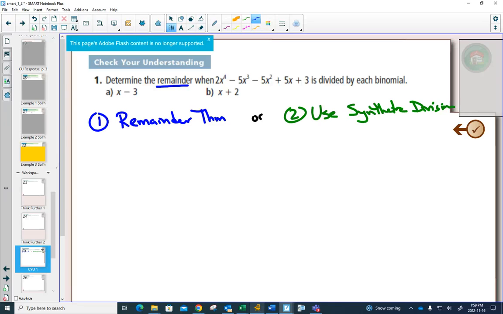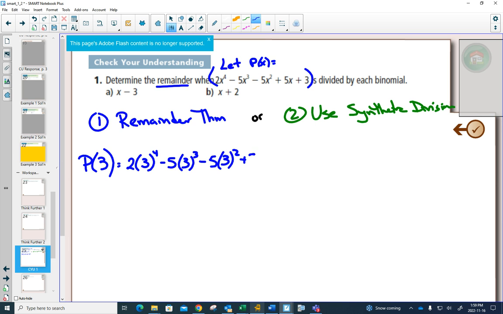The remainder theorem says, if I'm dividing by x minus 3, let p of x equal all of that. So the remainder theorem would say I should plug in 3 into p of x. If I plug in 3, I would get 2 times 3 to the 4th minus 5 times 3 cubed minus 5 times 3 squared plus 5 times 3 plus 3. Basically, wherever you have an x, you plug in a 3. And now you just need to evaluate.